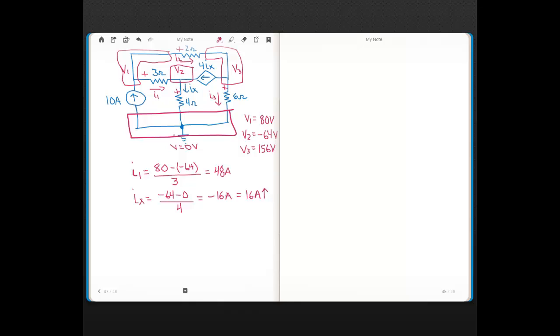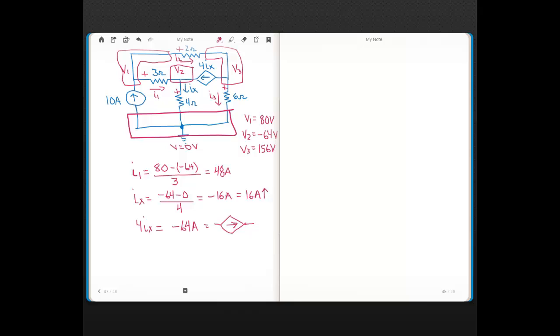Then also look at this, that the dependent current source value is 4Ix. So that's 4 times negative 16. That's minus 64 amps. Okay, and that's the same as showing the arrow of the dependent current source going the other direction with a positive 64 amps.